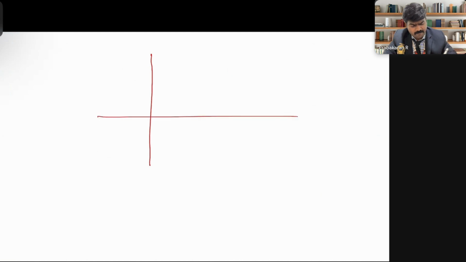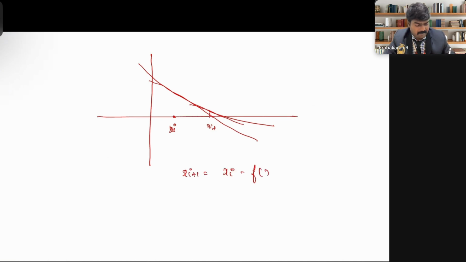First we have taken the function, in which we draw the tangent at the point xi, and then we have derived the formula. This is for the first tangent, and with reference to the next point again we can go for the tangent. After a certain stage it's going to converge to the solution. This is what we have derived: xi plus 1 equal to xi minus f of xi by f dash of xi.